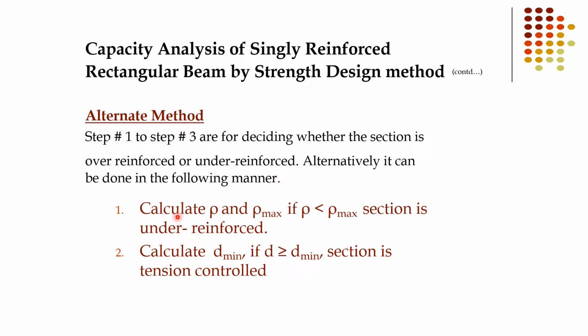First step is to calculate rho, meaning area of steel divided by b times d, the reinforcement ratio, and also calculate rho max. If the reinforcement ratio rho is less than rho max, then the section is under-reinforced. The second way: calculate d minimum, the minimum effective depth. If your provided depth is greater than d minimum, then your section is tension-controlled, under-reinforced.